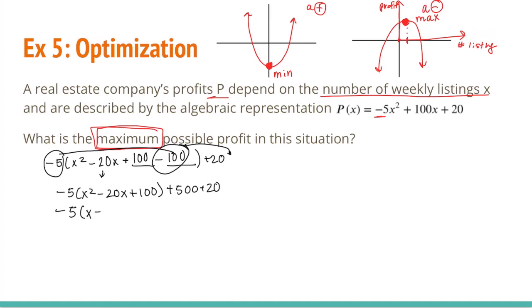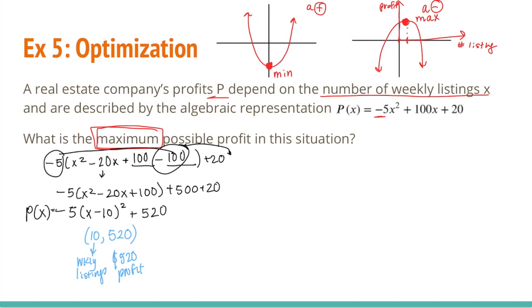I'm going to factor that to x minus 10 squared, and then add that 500 and 20 together. So this is my equation in vertex form. And I can tell that the x coordinate of my vertex will be 10 and my y value will be 520. So I need 10 weekly listings to get me a $520 profit, and that is the maximum amount.